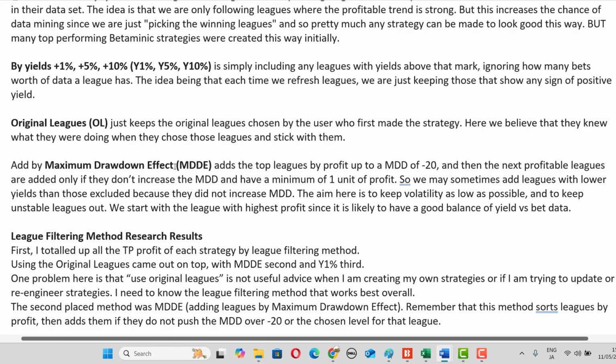So what this maximum drawdown effect method is that we add leagues by profit up to a maximum drawdown of -20. And then as we add leagues one by one, if adding a league pushes us over that -20 drawdown, then we don't include it. So what we're trying to do there is to only include leagues that seem to really fit the trend and are not showing a lot of volatility in that research period. The idea being that we're going to have a set that has a low drawdown.